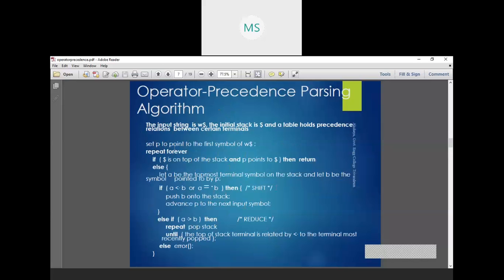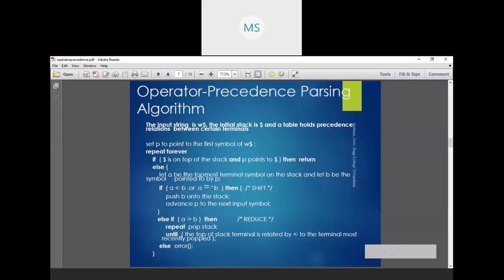Set P to point to the first symbol of W dollar. Repeat forever. If dollar is on the top of the stack and P points to the dollar, then return. Else, let A be the topmost terminal symbol on the stack and let B be the symbol pointed to by P. Assume there is a dollar and there is an ID. How do we compare these two?